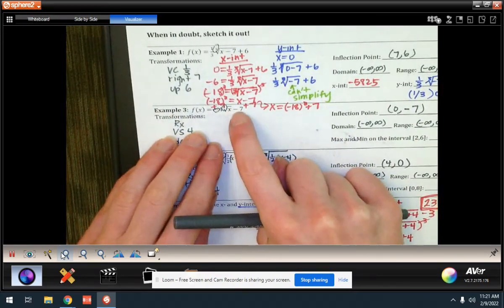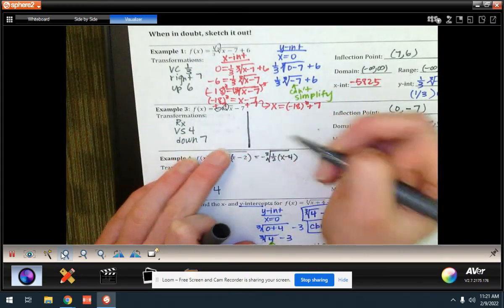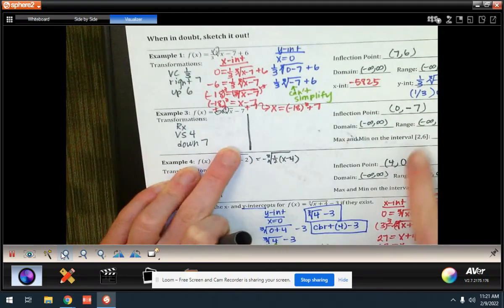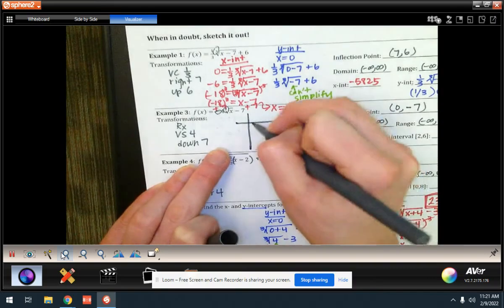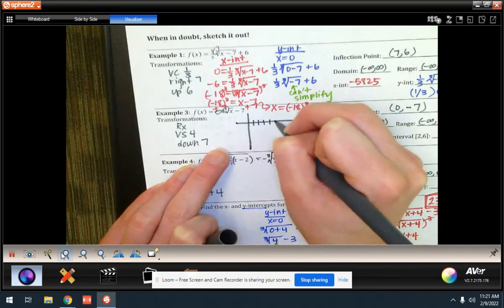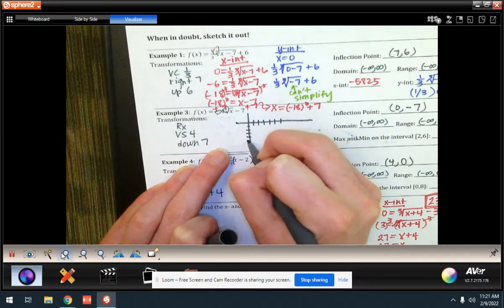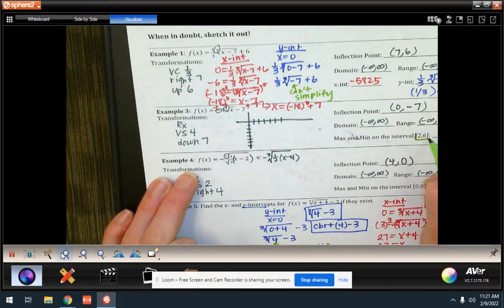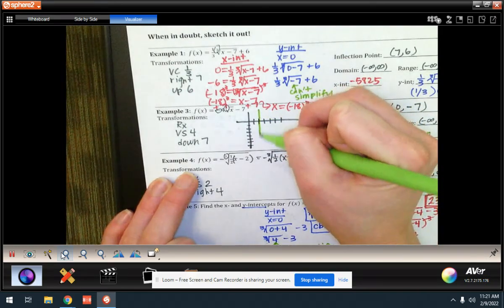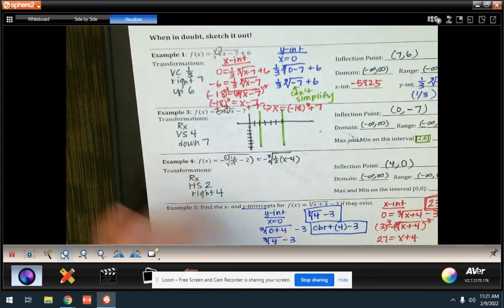And then this function has an inflection point at 0, -7. So when I make my axes, I want to make sure it goes down to -7, but also includes that 2 and the 6. So 1, 2, 3, 4, 5, 6. 1, 2, 3, 4, 5, 6, 7. Okay. And so remember, this interval, these are x values. And so we're only allowed to look between 2 and 6, between these green lines.